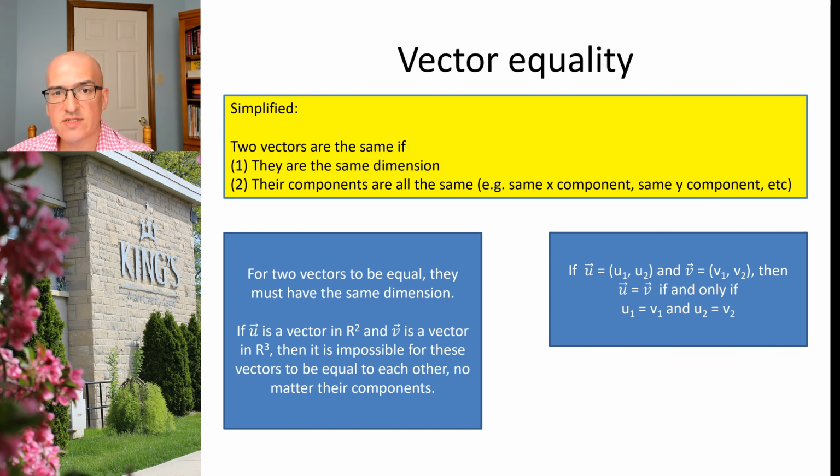On the right-hand side is an explicit statement of this for two vectors in 2D, which we'll call u and v, with components u1, u2, and v1, v2, respectively. It can be said that the vector u is equal to the vector v if and only if u1 is equal to v1 and u2 is equal to v2.